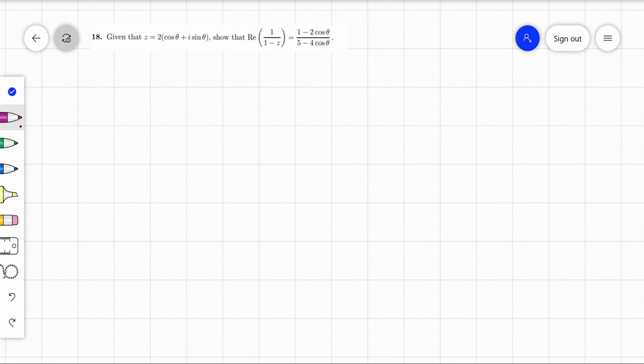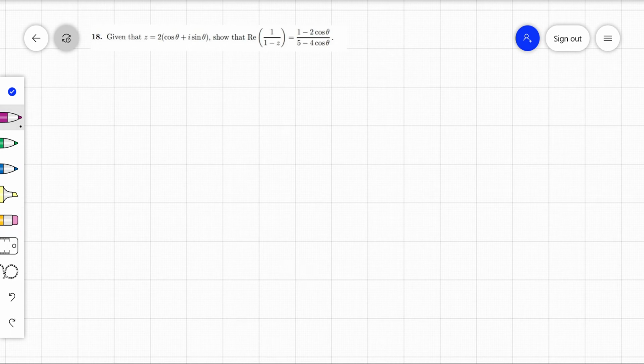All right, so here we're looking at the real part of 1 over 1 minus z. So when you've got a fraction and you've got something on the bottom that has imaginary numbers in it, often it's what we times both the top and bottom by that will help us out.